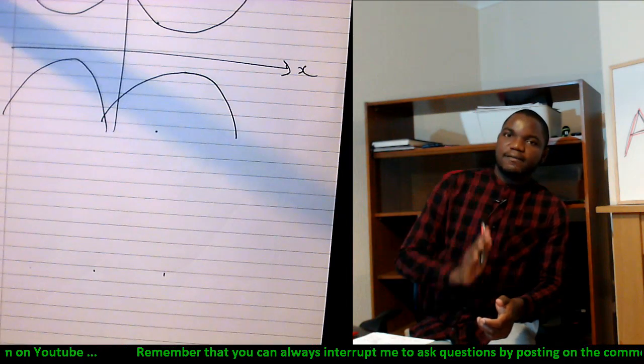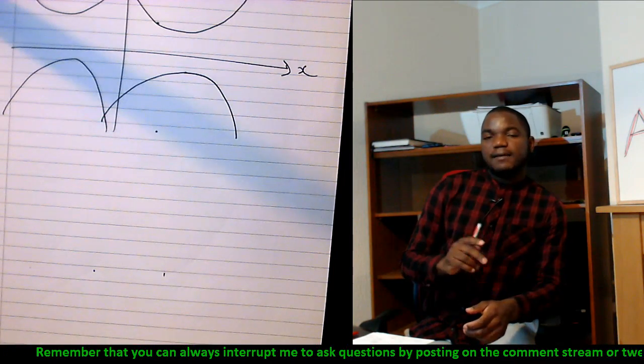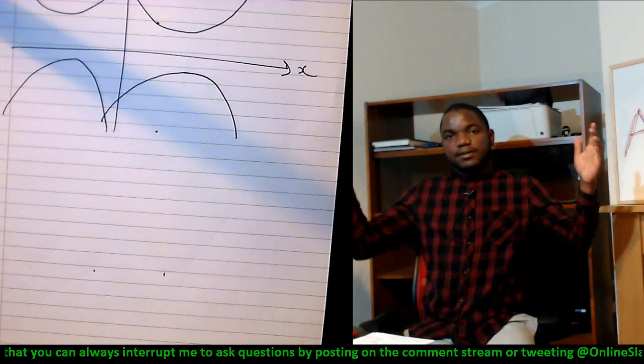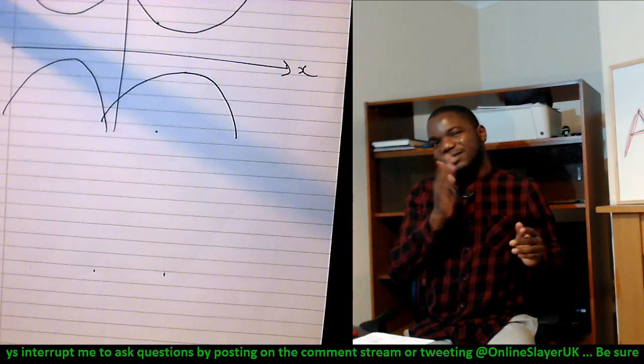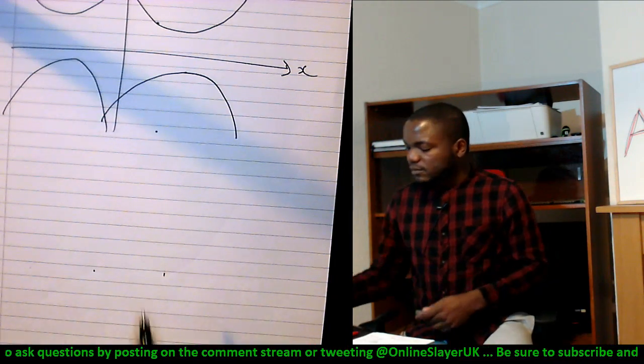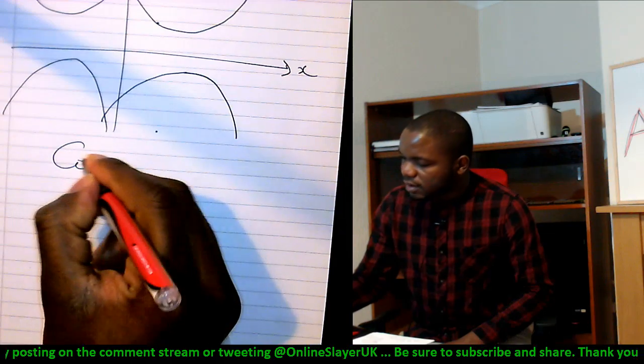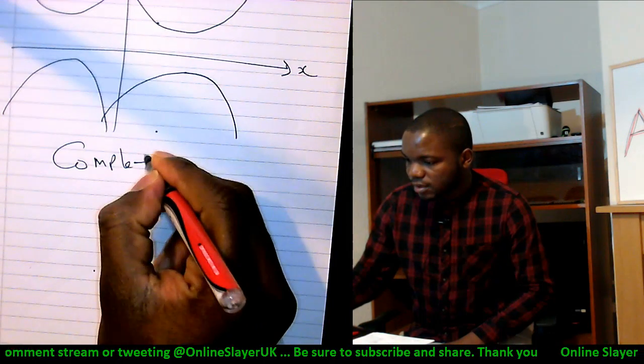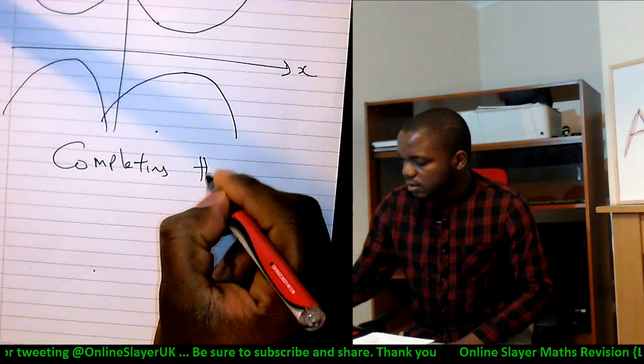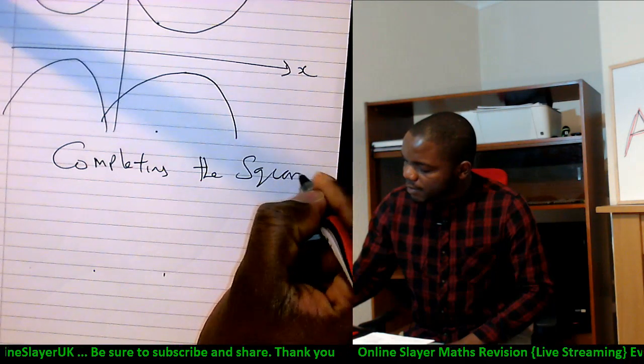been translated vertically up or down, and if it has been rotated in terms of the slope. But we'll come to that when we deal with graphs. So now we're looking at the completing the square method.